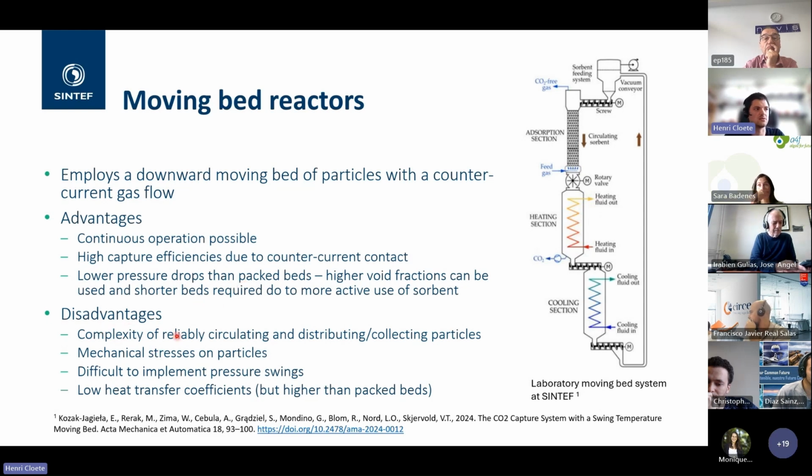But there are some challenges with circulating these particles in these systems and also distributing them over a large reactor. There can be quite large mechanical stresses on the particles that lead to degradation of your sorbent. You can't really implement pressure swings because your different sections have to be linked for the sorbents to flow there, so you can't really change the pressures between the different sections. And you have relatively low heat transfer coefficients, but higher than packed beds.